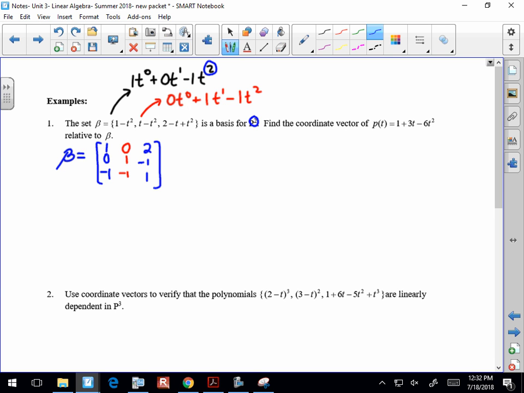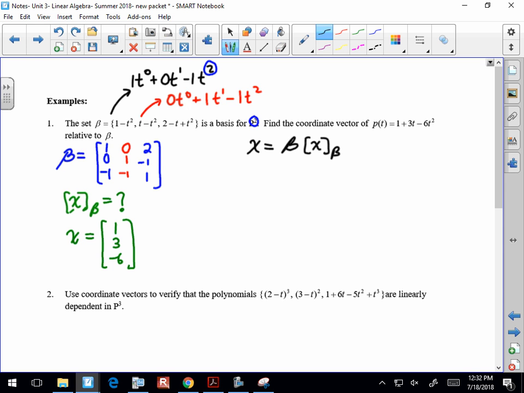All right. So we want the ones that are relative to B, so in that universe. So I need x sub beta, knowing that x is 1, 3, -6. There's really nothing different, because x equals beta times x sub beta.